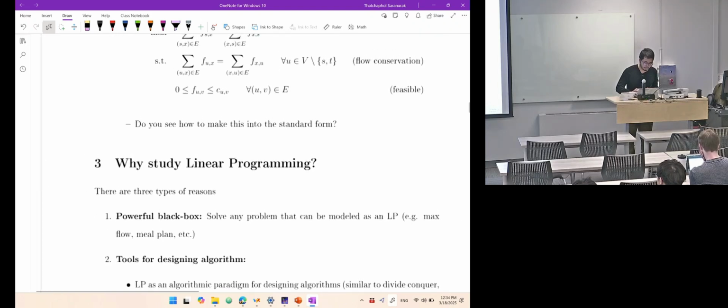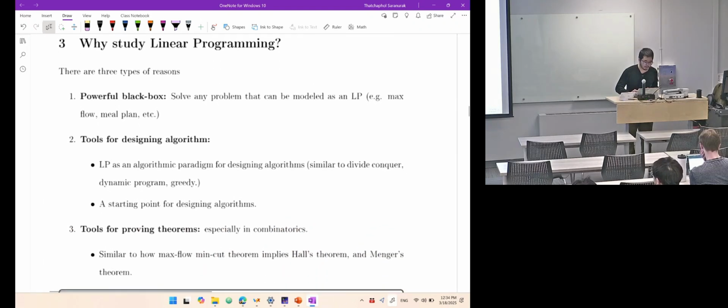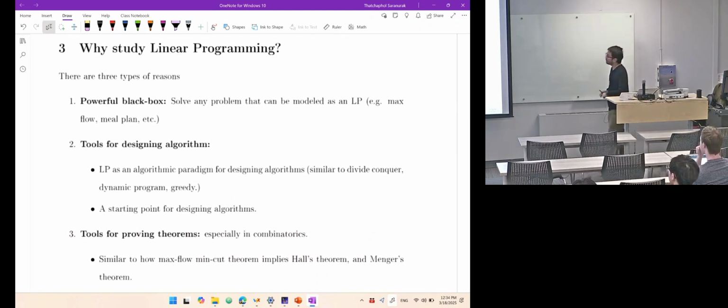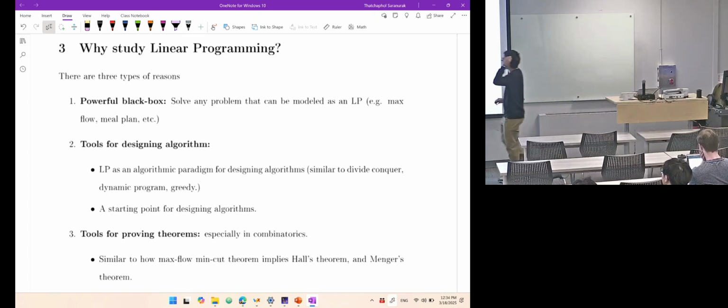So here's the reason why we study linear programs. One, it's a powerful black box. You can solve it fast, in poly time, but I will not teach that in this class. You can use it as a black box to solve many problems, like MaxFlow, and so on. But the point of this course is about the other two reasons, actually.